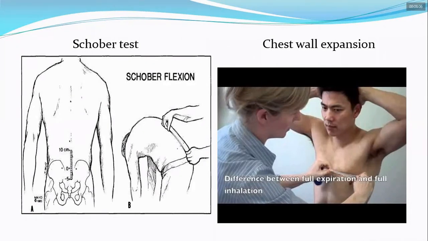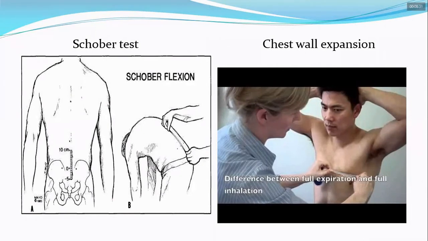Okay, and the modified Schober test we do with 5 centimeters below the PSIS. We mark 10 centimeters above the PSIS and 5 centimeters below the PSIS, so it will be 15 centimeters. Then we ask the patient to bend forward, touching both hands to the feet, and it should be more than 20 centimeters. So this will test the lumbar and sacral excursion.